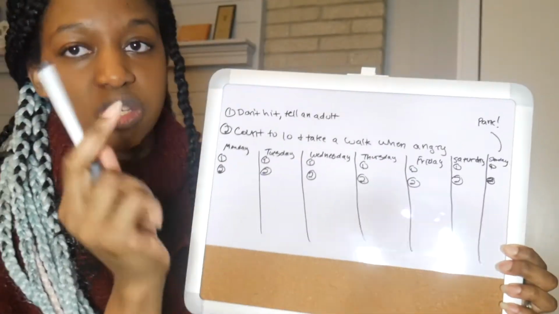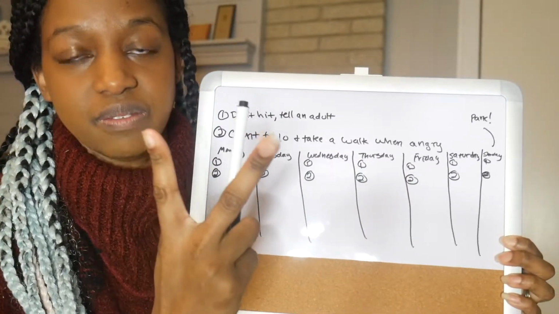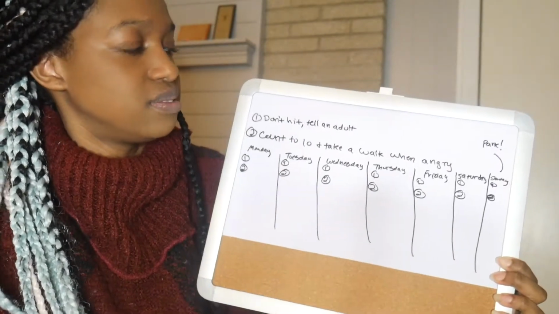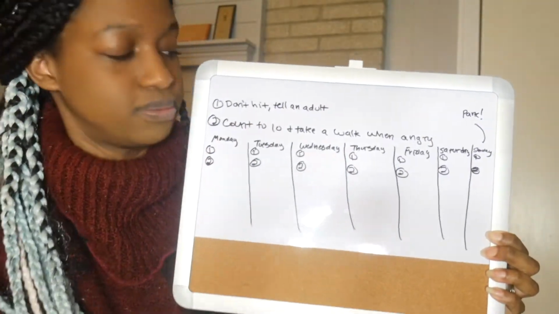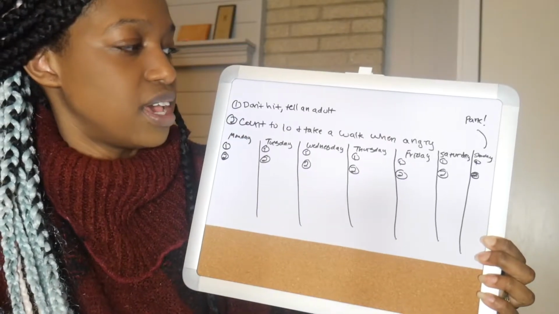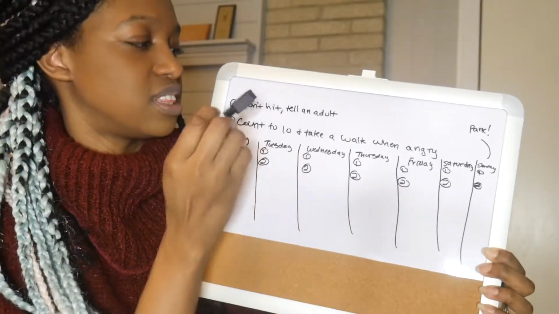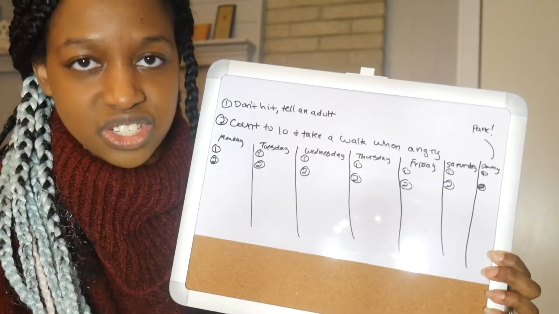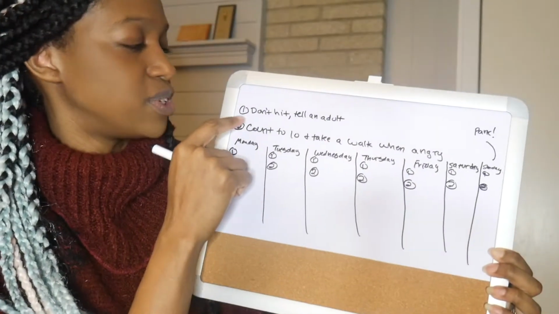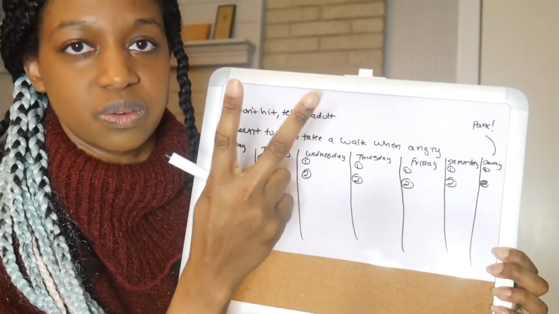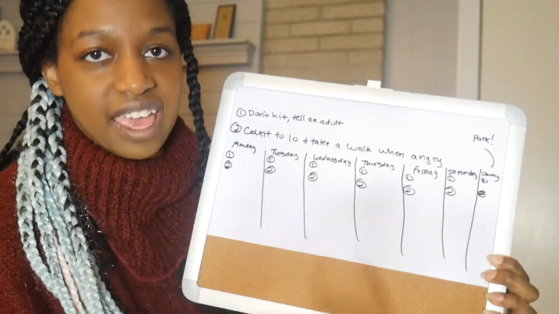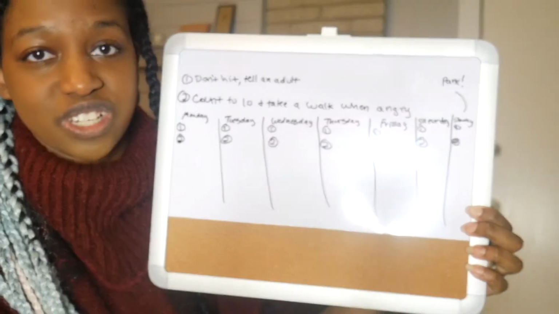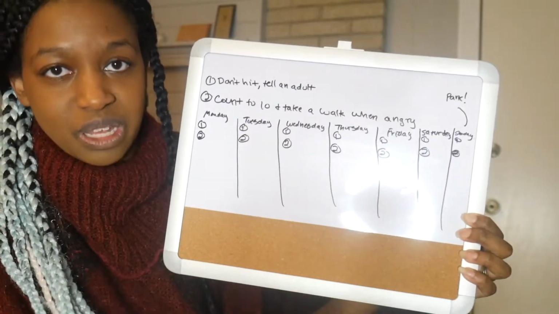So the two behavioral changes we want to see in Jimmy are: don't hit, tell an adult instead, and count to 10 and take a walk when angry. Notice that the two behavioral changes relate to each other. Usually when a child is hitting another child, the child is angry. So this is an opportunity for the child to work on two skills at once, telling an adult and taking a walk when angry, and thus getting them more of a chance to get rewards and build up their self-esteem.